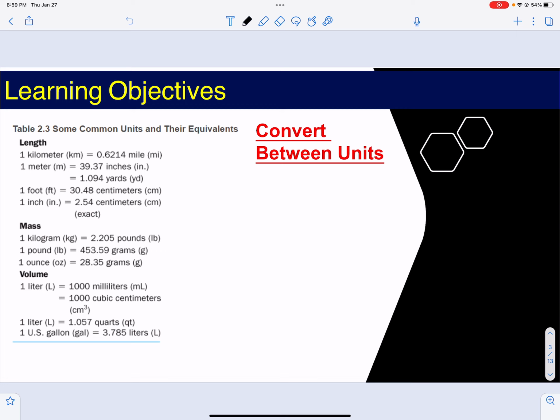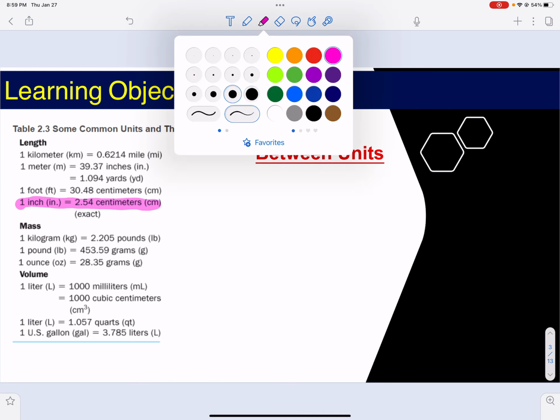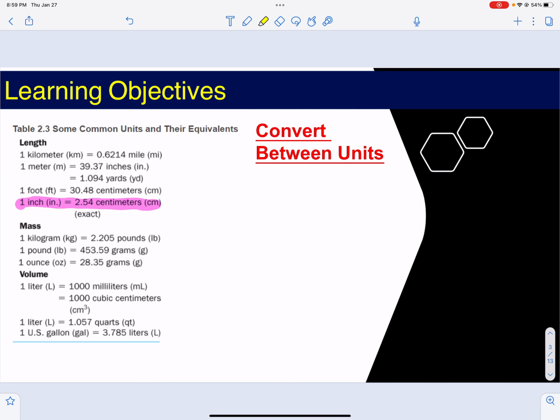So we're going to be converting units, like I told you before, from one system to another system, or within the same system also. The most common units, for example, are going to be length, mass, and volume. And you can see on this table all the different conversions that we have. For example, we know that 1 inch is going to be the same as 2.54 centimeters. So if I have 1 inch, I have 2.54 centimeters. If I have 2 inches, then I have 2.54 times 2 to convert it into centimeters.